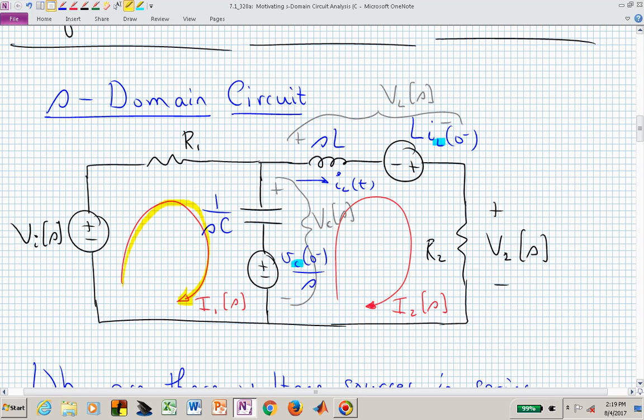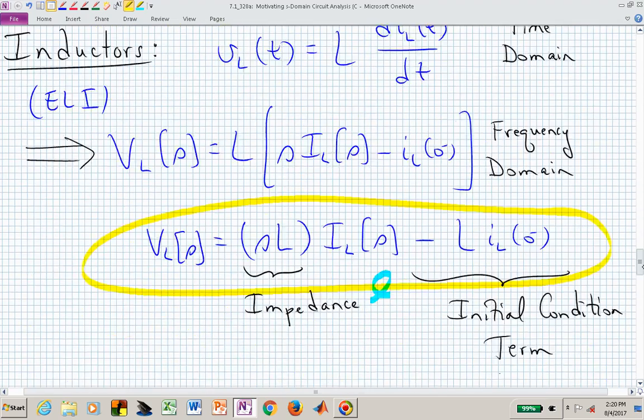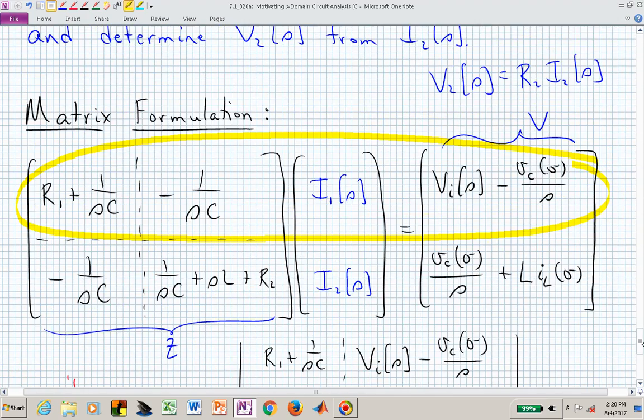Well, to do it by inspection, when we're writing all of the meshes, the diagonal entries in our matrix, and our matrix will be square, it's 2 by 2, will be composed of all of the impedances that touch this particular mesh current. In this case, we have R1 and 1 over SC that touch that first mesh current. And that's now going to be the expression in that 1, 1 entry of our matrix, and that's what's multiplying I sub 1 of S.